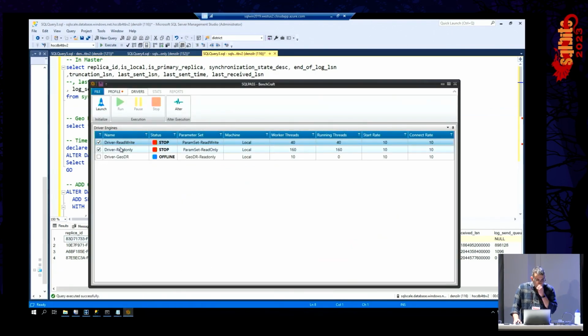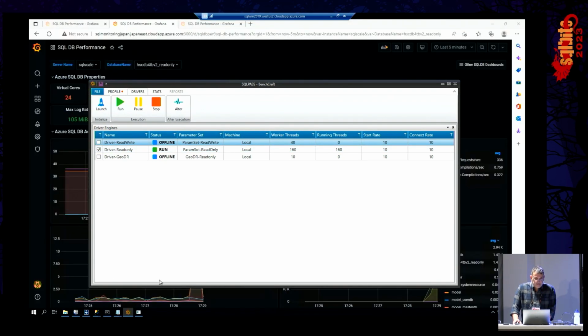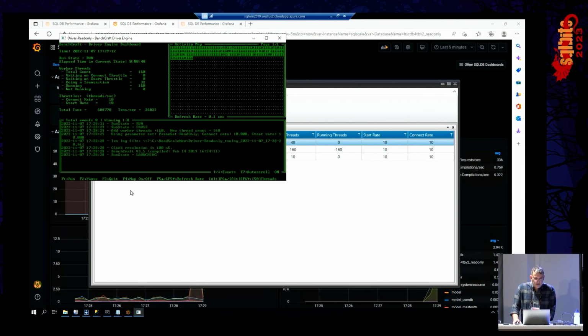Here I have 2 groups in this application: a read-write group and a read-only group. The read-only group is going to direct workload only at the named replica. I'm going to launch it. It has 160 threads, and it's going to direct some workload to that read replica. The only thing we're doing is reads at this point. We have not introduced the write workload. Reads are going on, and we'll look at some of the perf throughput, if you will.